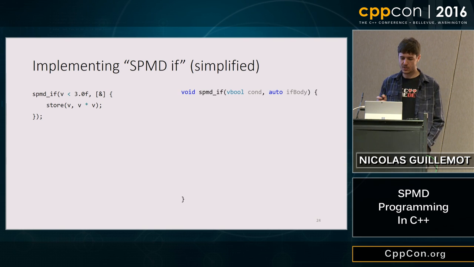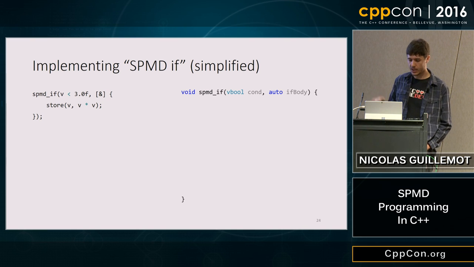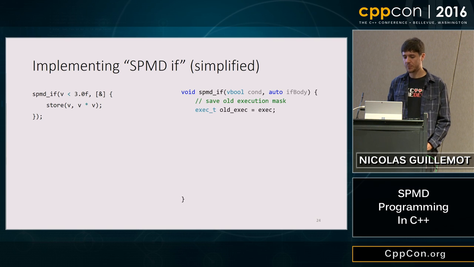To give you an idea of how this actually works, I'm going to quickly go over a simplified version of the SPMD if implementation. It's a bit more complicated if you actually go look at it, but I think I'll give you a big idea of how this is supposed to work. It's very similar to what we've seen before, but now written in C. So same as always, save the old execution mask into a temporary variable.